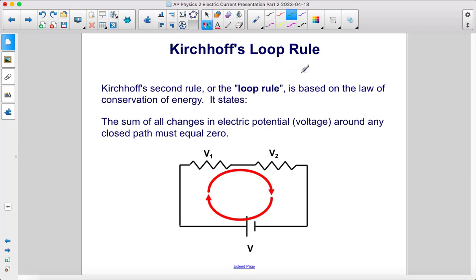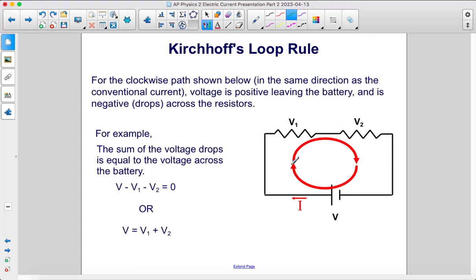Kirchhoff's second rule, or the loop rule, is based on the law of conservation of energy. It states, the sum of all changes in electric potential, or voltage, around any closed path must equal 0. For example, the sum of the voltage drops here is equal to the voltage across the battery. So if this is V, that means that we leave with V voltage. We're going to lose V1 here. We will lose the rest of the energy there, which means this voltage drop plus that voltage drop must equal the voltage from the battery.